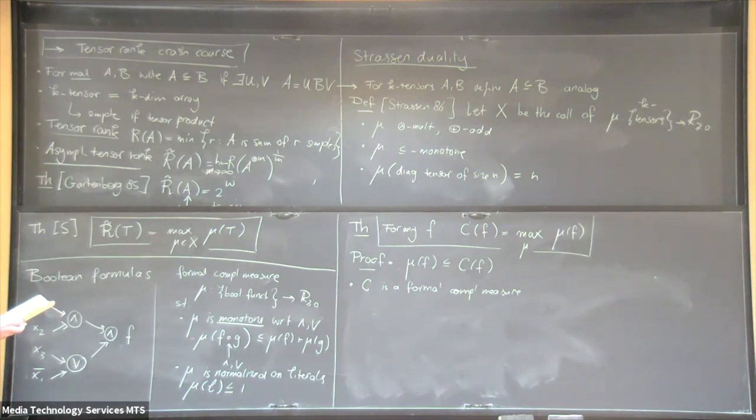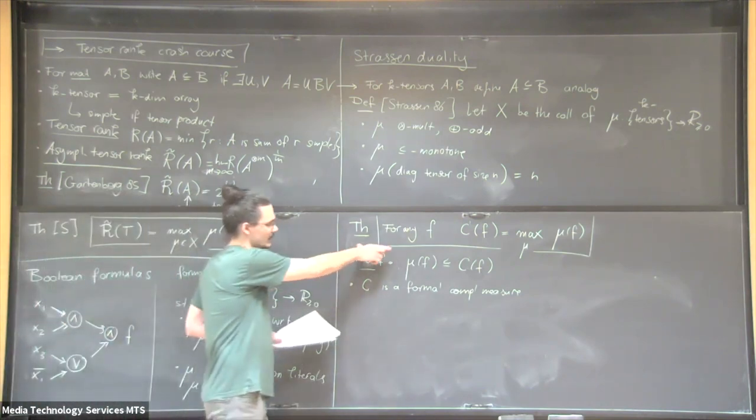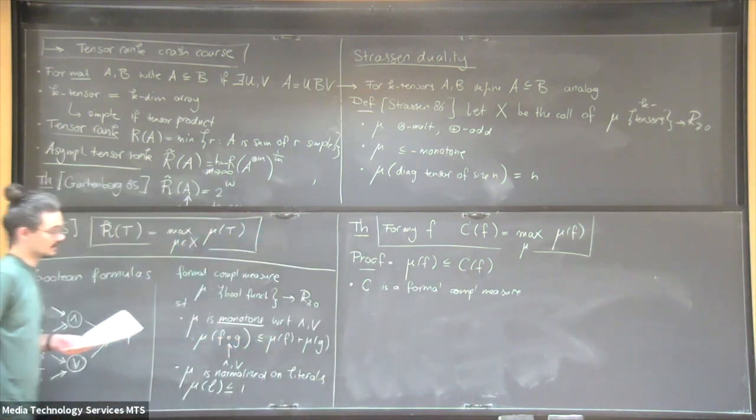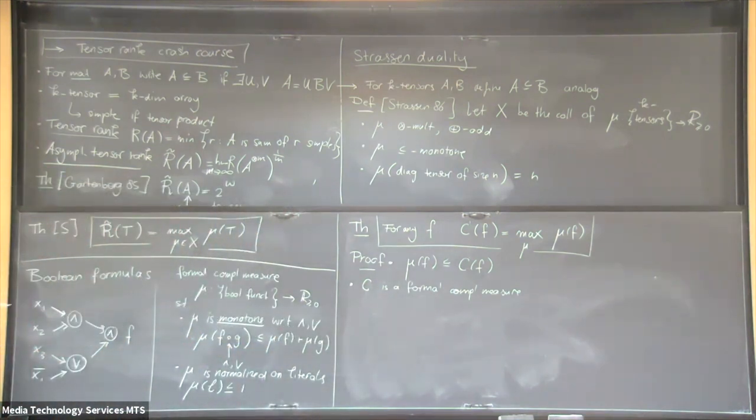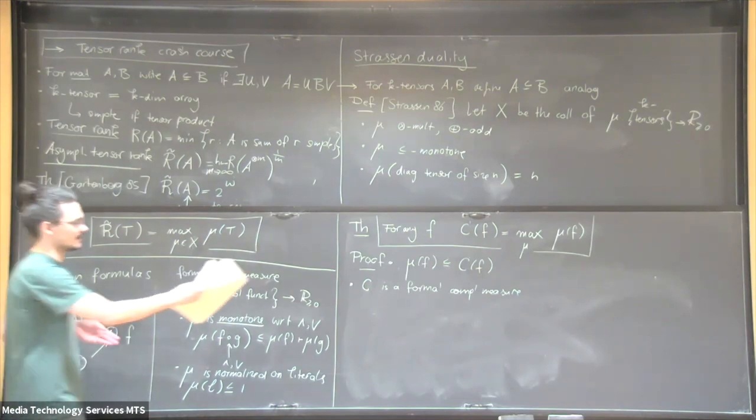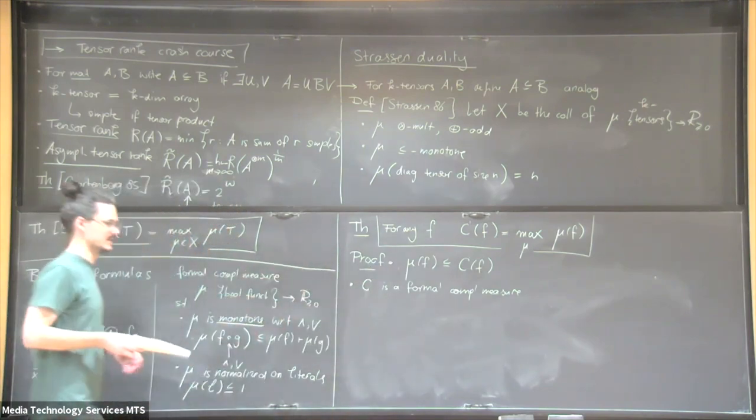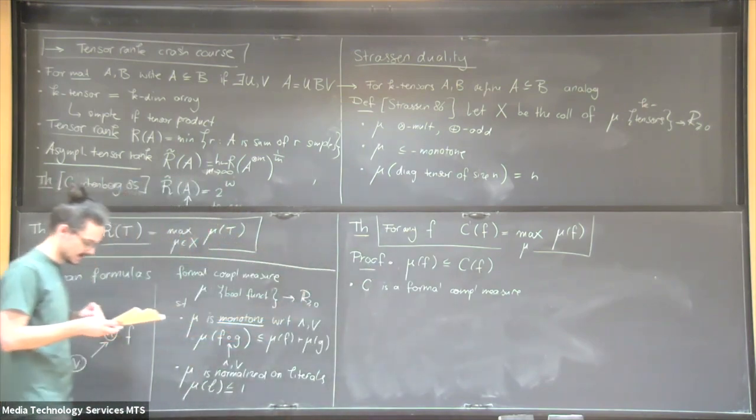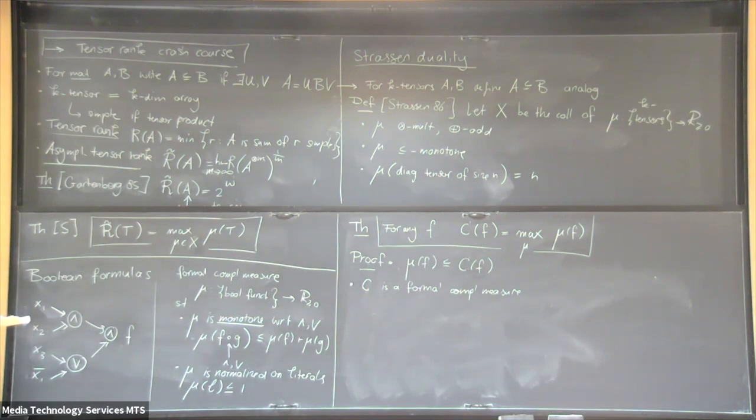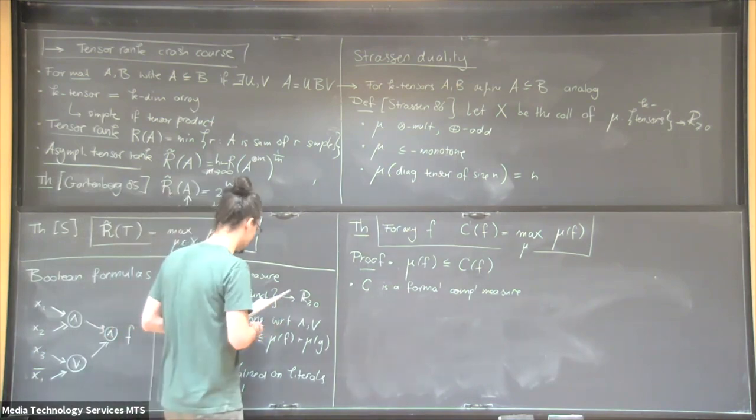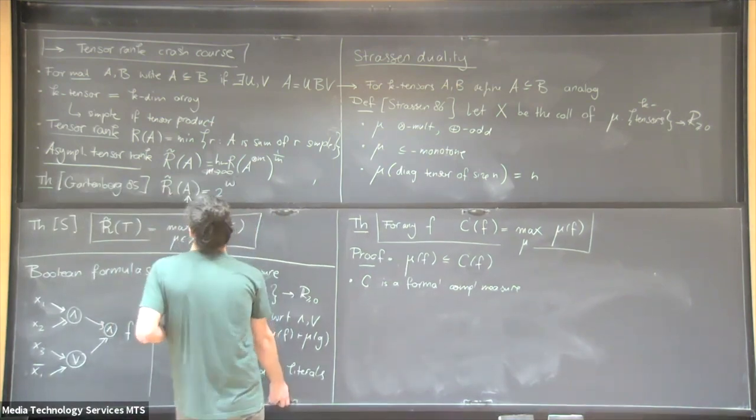So we have these two dualities now. We have Strassen's duality on tensors, and we have this duality on Boolean functions, and they look very similar. So what's going on? Is there some kind of underlying theorem here that's maybe much more general than this simple duality? And the answer is yes. This is what I'm going to talk about now, and this has to do with amortized circuit complexity.